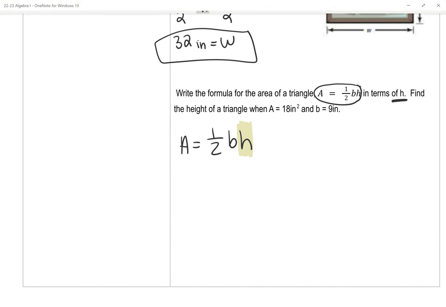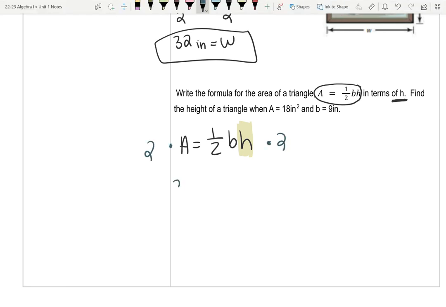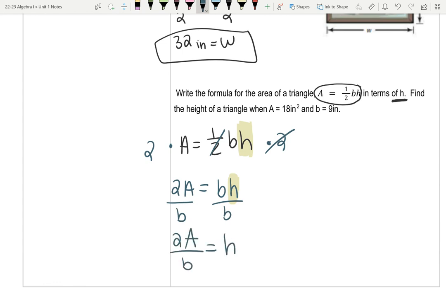So I'm going to start with getting rid of that fraction. So to get rid of the fraction, I'm going to multiply both sides by 2. So I have 2a is equal to bh. So when I do that, remember these cancel. And I'm still trying to get my h alone. So to get that alone, I have to get rid of my b. So I'm going to divide it out, and I get 2a over b is equal to h.